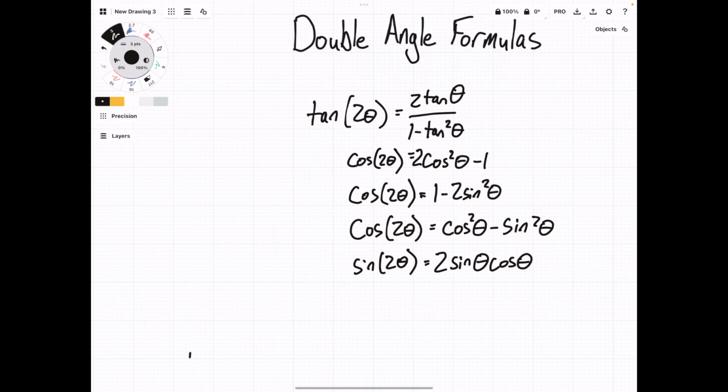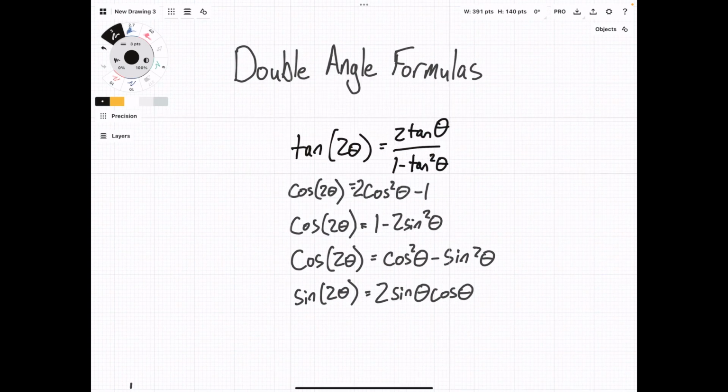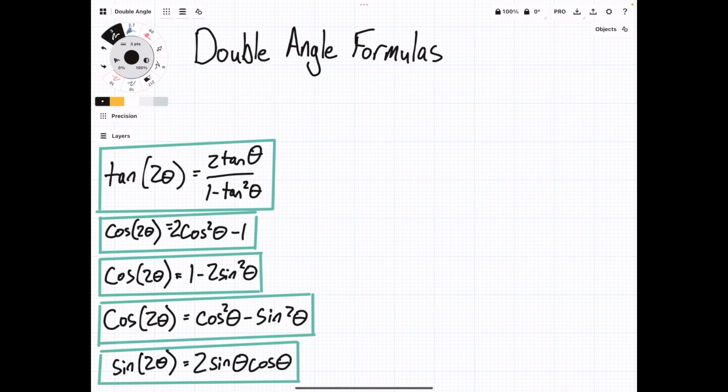Guess I forgot my little pie here. And these are the double angle formulas for all 3 trigonometric functions. Now that we know what the double angle formulas are, we're going to look at a little practice problem.